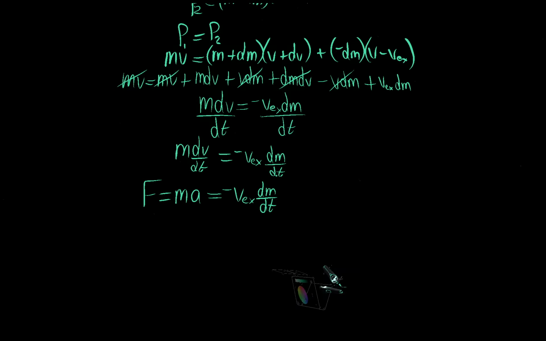This force on the left is thrust. And remember, dm is a negative quantity, so the thrust on the rocket is positive. The negative dm will cancel out with the negative there, so there's positive thrust. And it's proportional to the exhaust velocity and the rate of ejection of fuel. The more fuel a rocket can eject, and the faster it can eject it, the more thrust it will have.